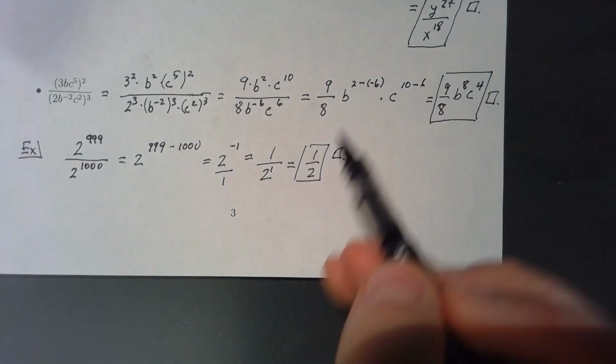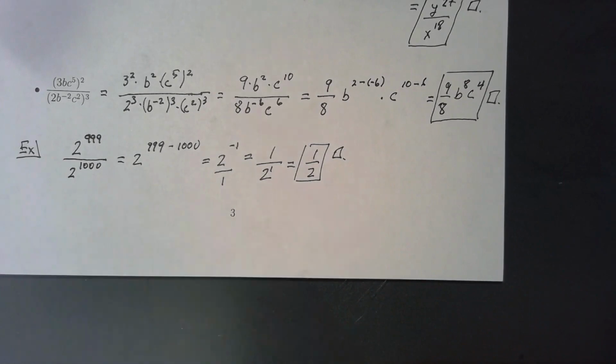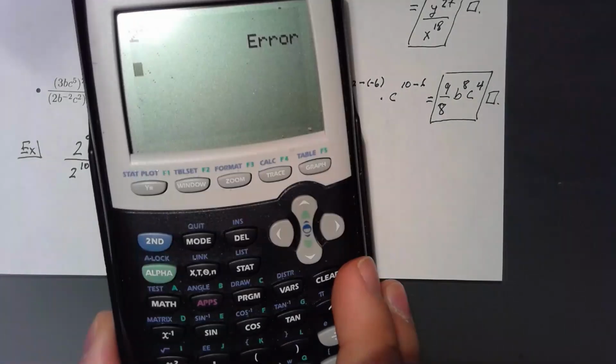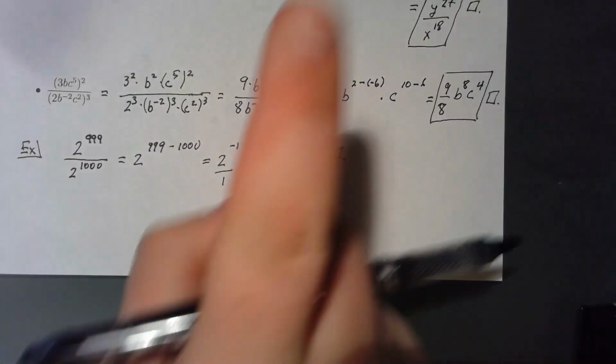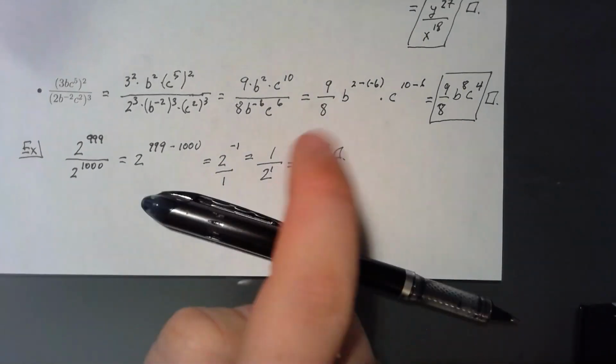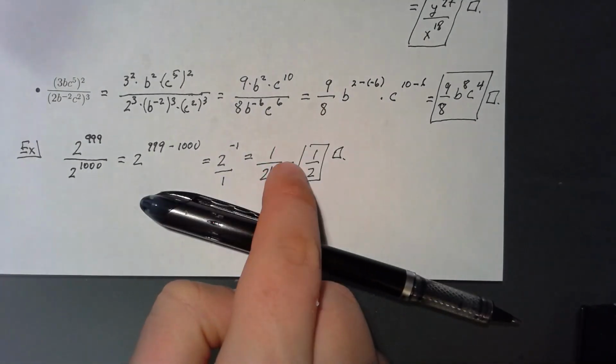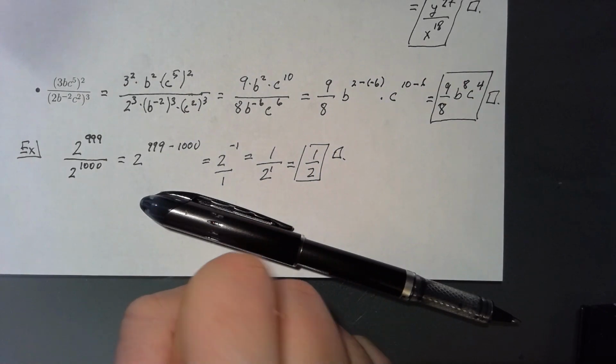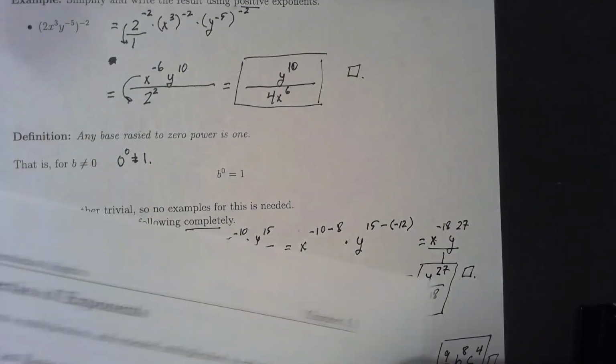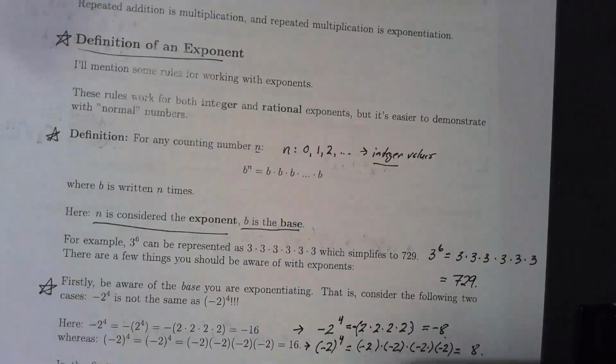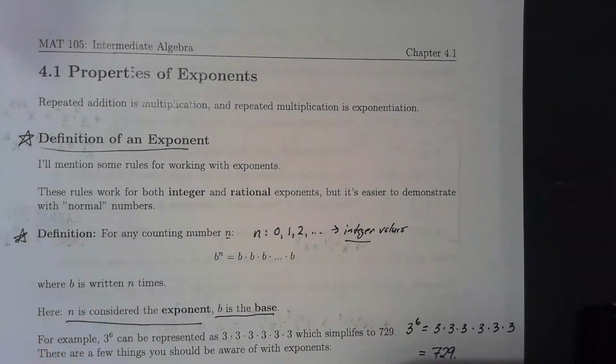So my point here is that your calculator may not be able to do it, but you can. Your calculator does not know the properties of exponents, but you do. So that's it for 4.1 on properties of exponents.